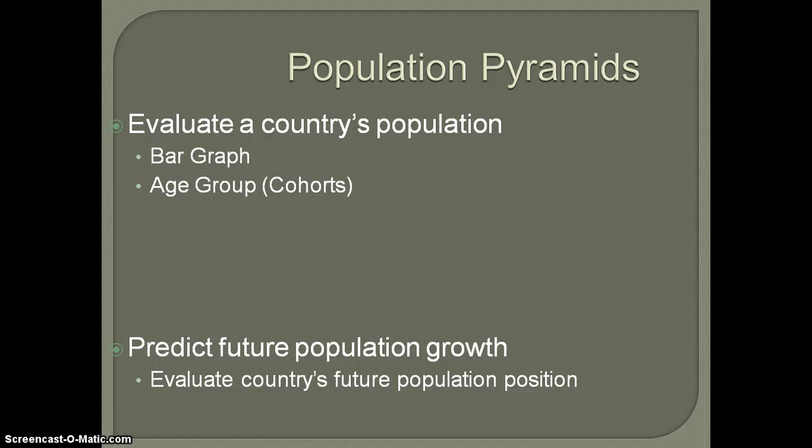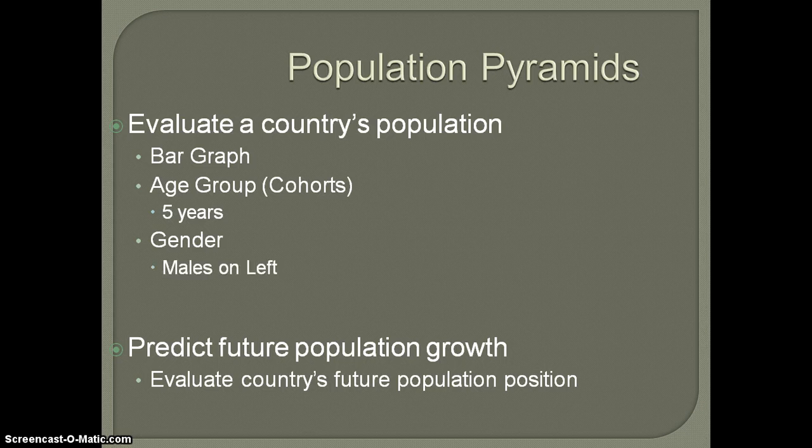These are called cohorts, and they are generally divided into 5-year age groups. In today's population pyramids, most of them run from 0 to about 80 or so, divided up into 5-year cohorts. And then on either side of the bar graph, the pyramid is divided into gender groups, males and females.